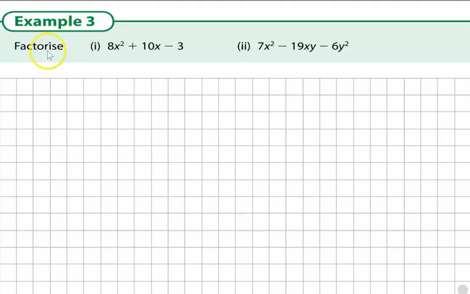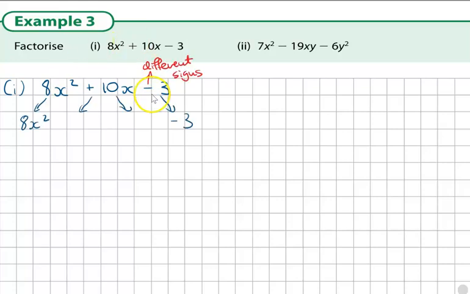Example 3. Factorize 8x squared plus 10x minus 3 and 7x squared minus 19xy minus 6y squared. So part 1, factorize 8x squared plus 10x minus 3. So I bring down my 4 arrows. This minus tells me that these signs are different. So one's a plus and one's a minus. So I don't need to bother looking at this one. So one is going to be plus something x and the other will be minus something x.